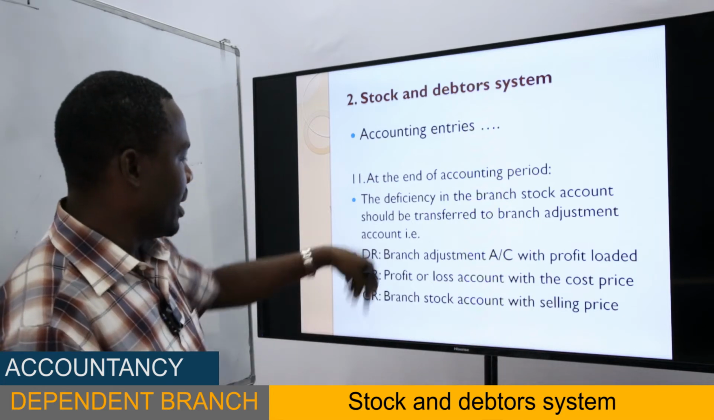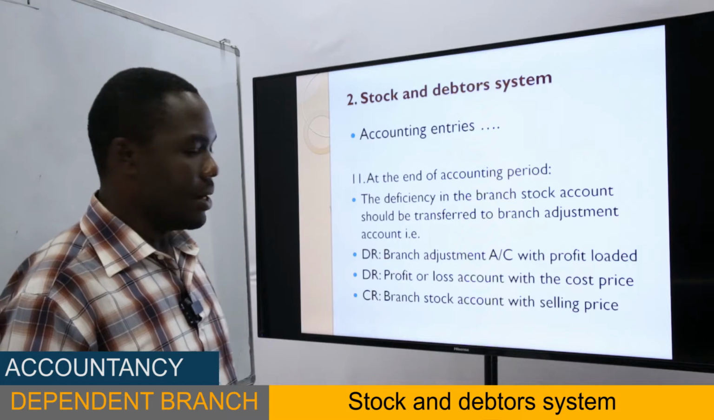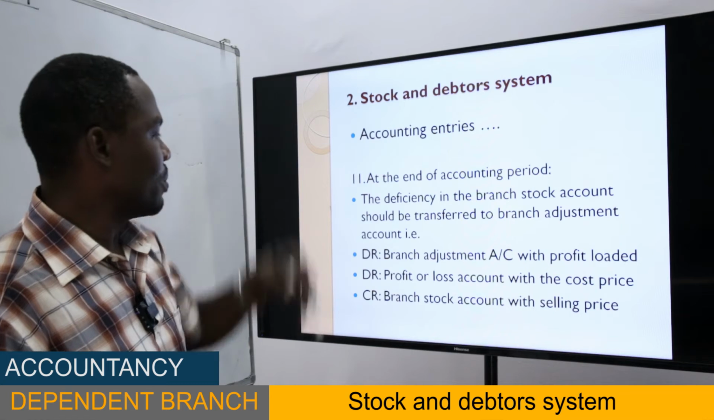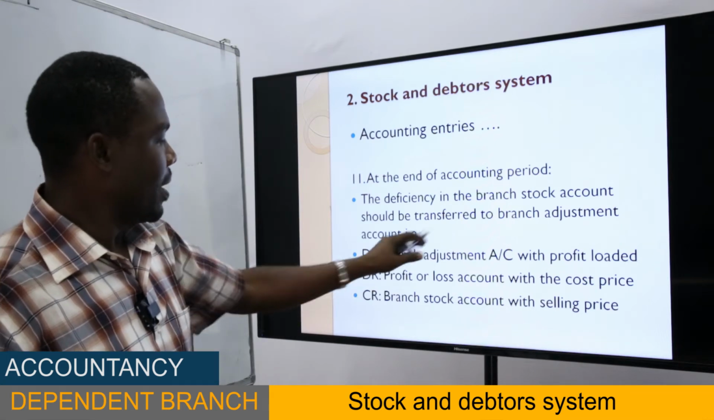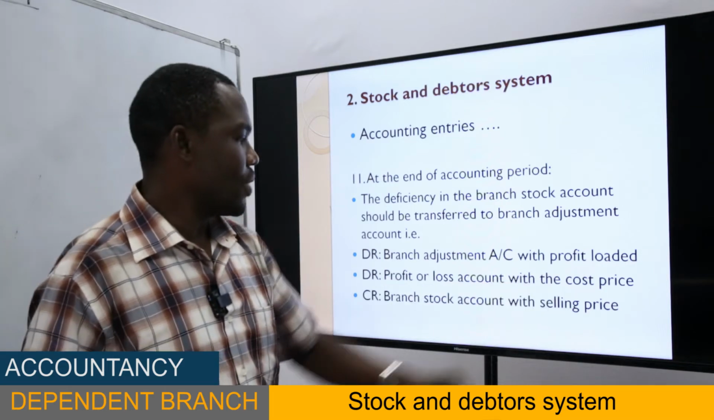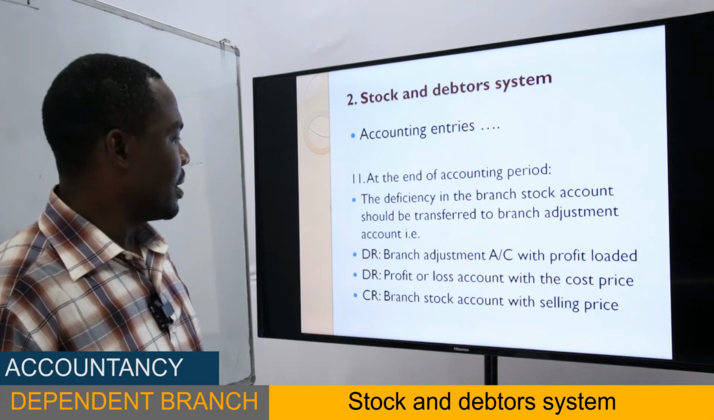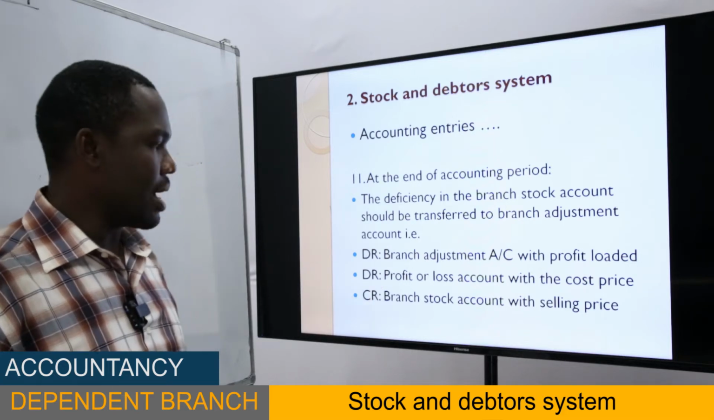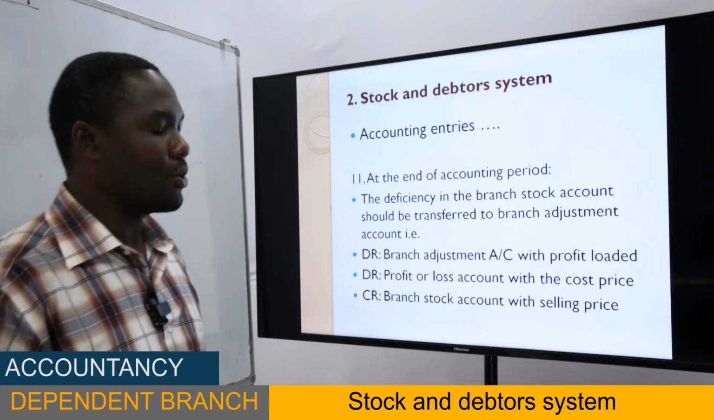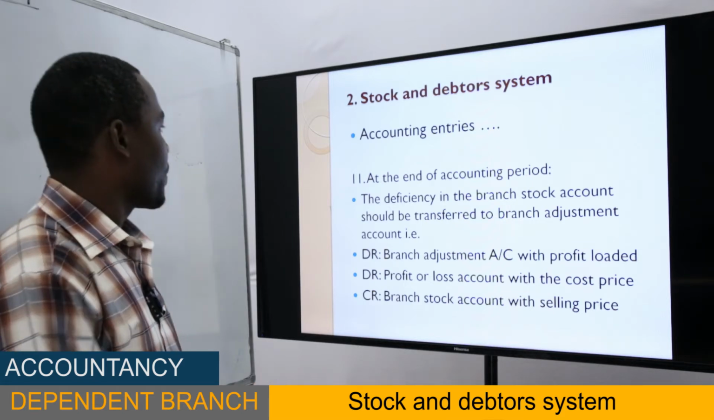So these deficiencies should be apportioned. If it is just a normal loss, you'll be given information in the question, so you debit it directly to branch adjustment. But if you are not given any information, it is better to apportion it, with the cost element to the profit or loss account and the profit loaded to the branch adjustment account. Nevertheless, even if you take the whole amount to branch adjustment account, the net effect in the profit or loss account will be the same.